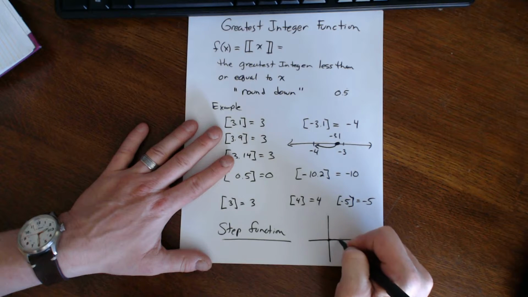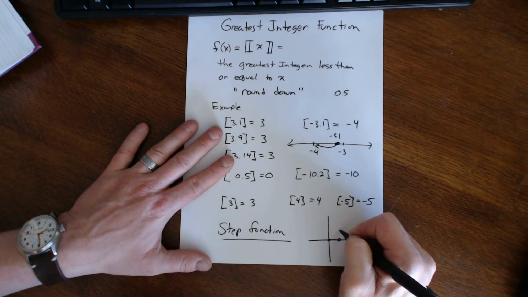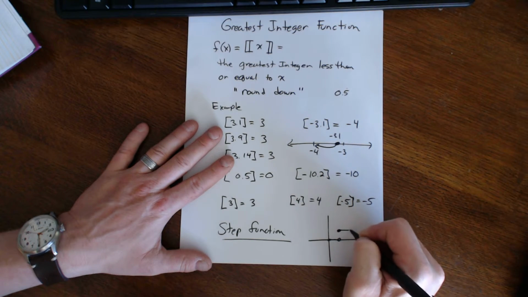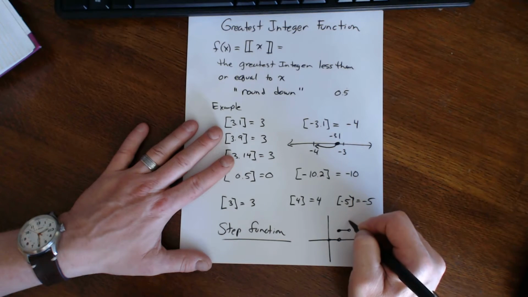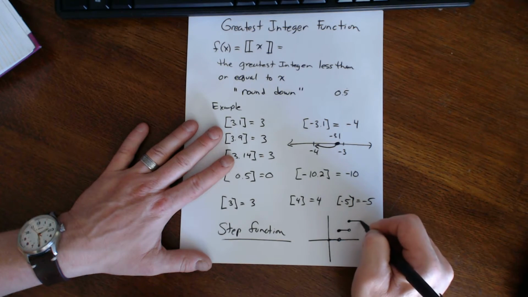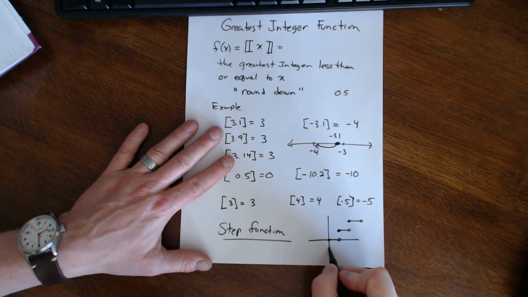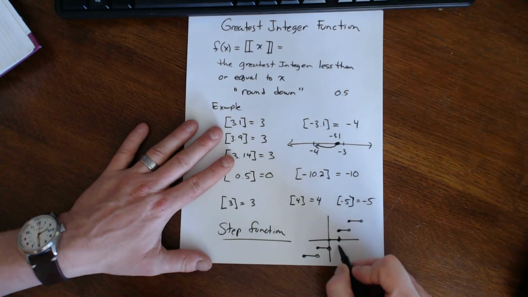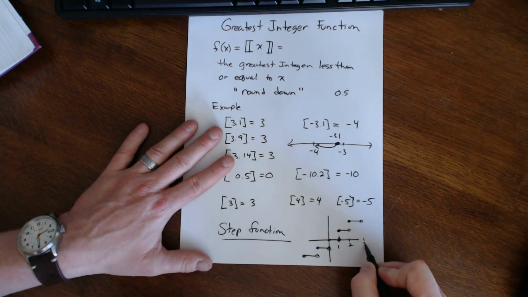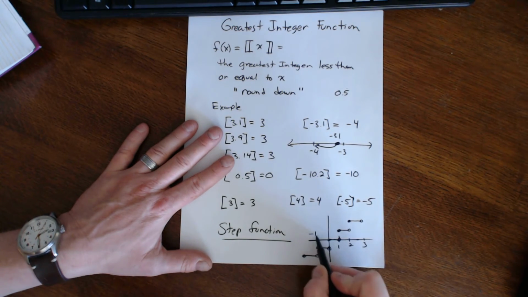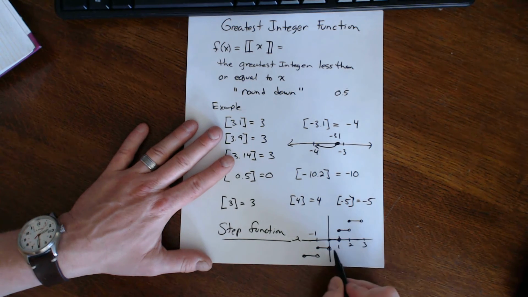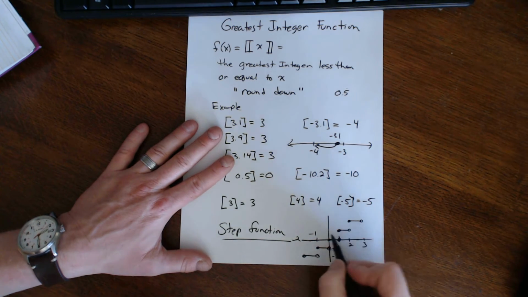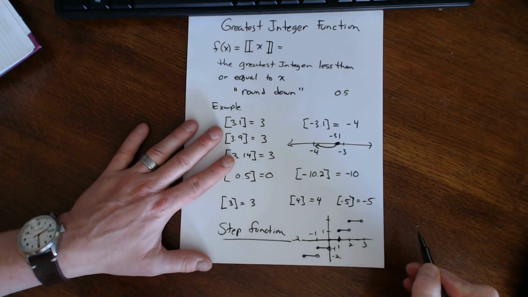Here's from 0 to 0.9. Here's from 1 to 1.9. Here's from 2 to 2.9, and so on. Going down below here, it looks like that. Here we have 1, 2, 3, negative 1, negative 2.